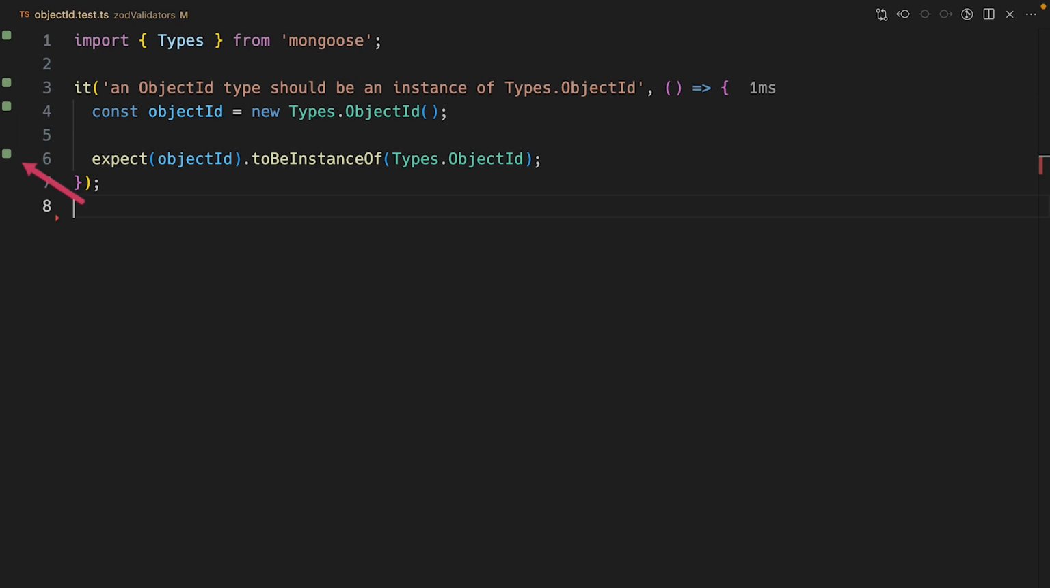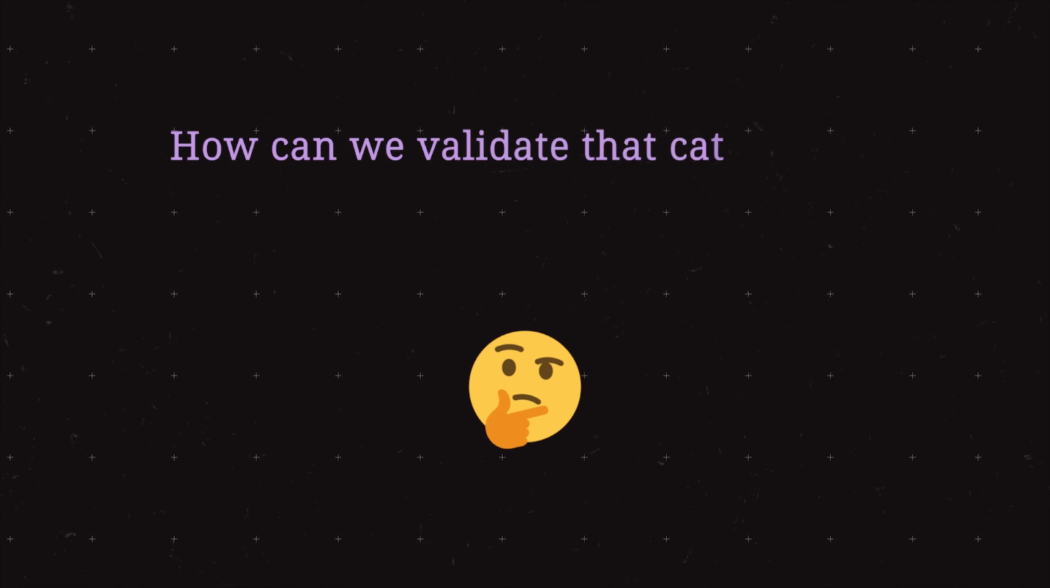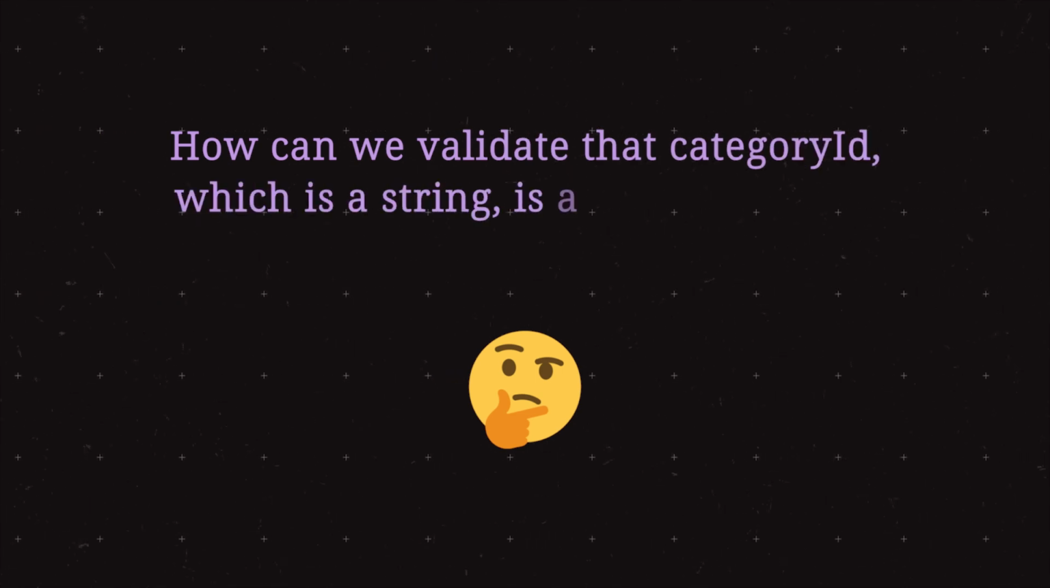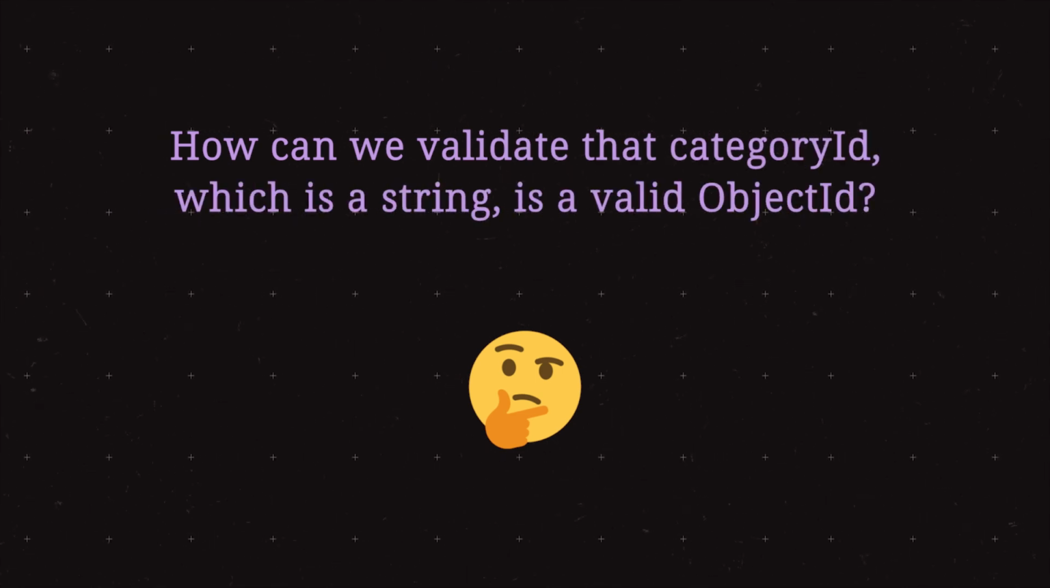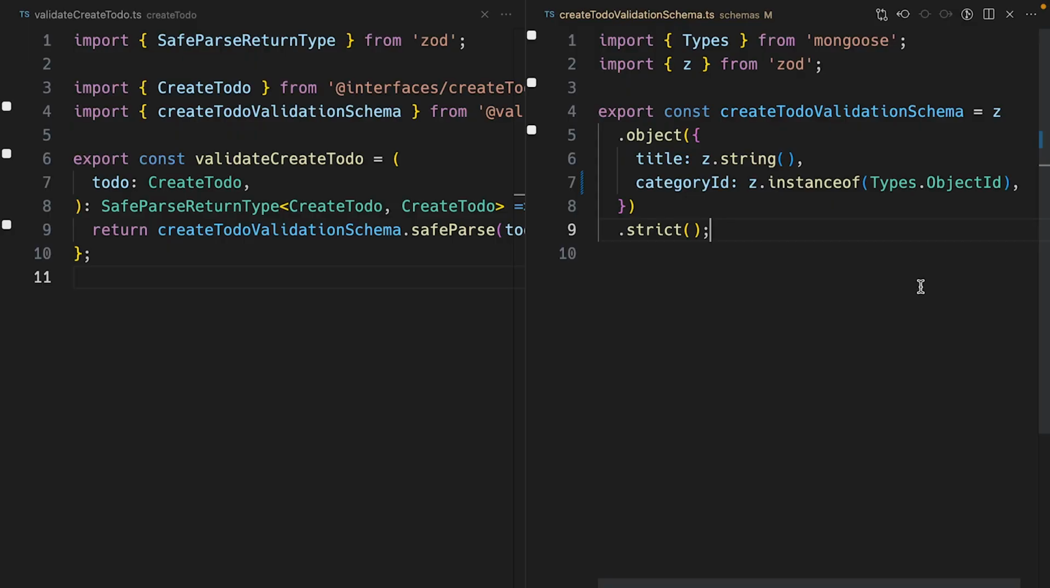And the test passes. So what this last unit test simulates is a payload being posted to the API via post request. And in the payload, the category is a string. It's not an instance of the types.objectId class. And that's why the validation is failing. So how can we use Zod to validate that category ID, which is a string in our payload, is a valid Object ID? Well, we can write a custom validation function.